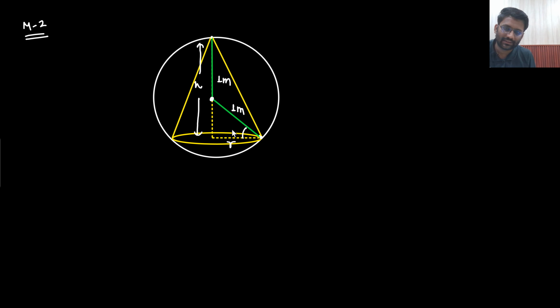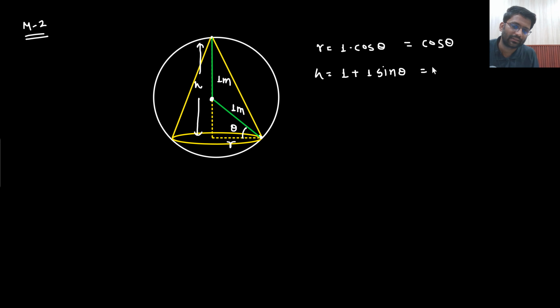Let's assume this as theta. So what will be the value of r? R will be 1 cos theta, right? And this is already 1 meter. And what will be h? H will be already 1 meter plus 1 sin theta. Understandable? This length is already 1 and this length is 1 sin theta. So 1 plus 1 sin theta. So this is nothing but cos theta and this is 1 plus sin theta.